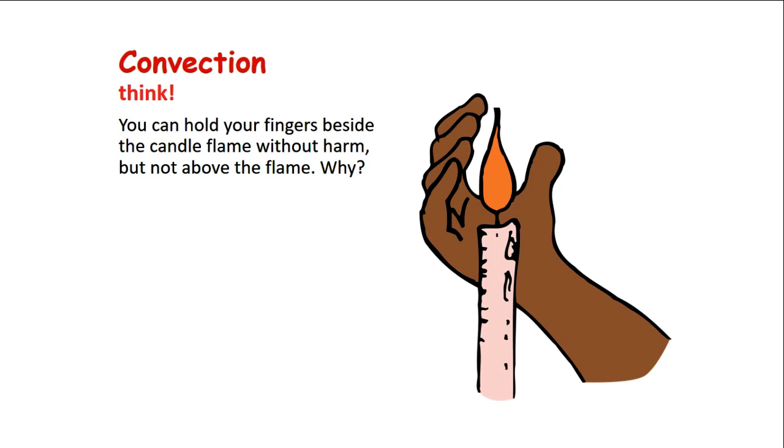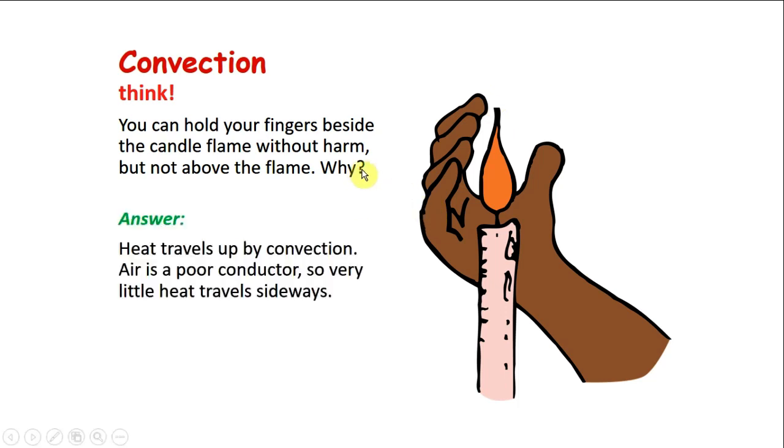Question. You can hold your fingers beside the candle flame without harm, but don't put your hand above the flame, as you will get burned more easily. Why? Let's think about it. Well, the answer: heat travels up by convection. Air is a poor conductor, so very little heat will travel sideways. Heat will transfer up by convection.